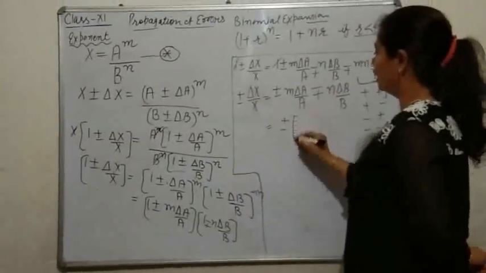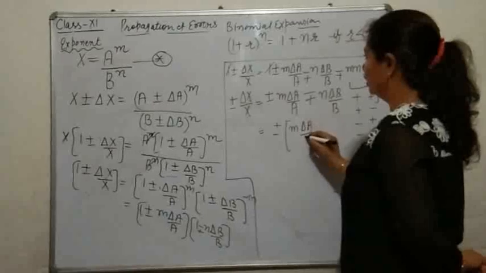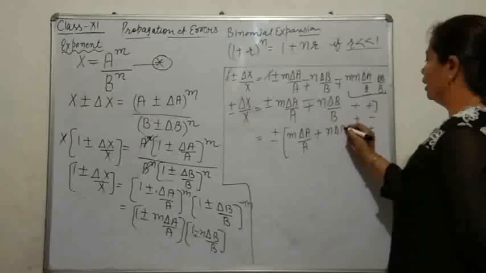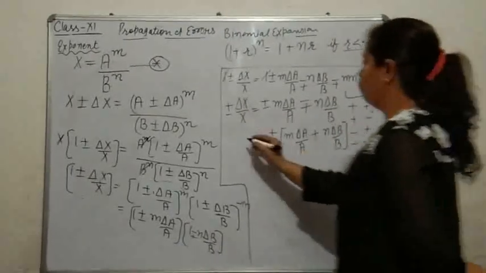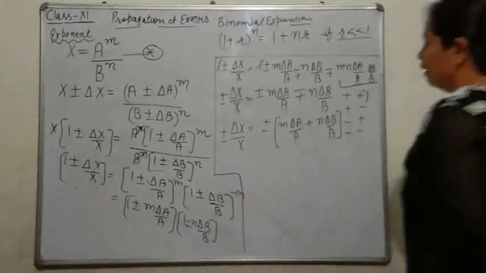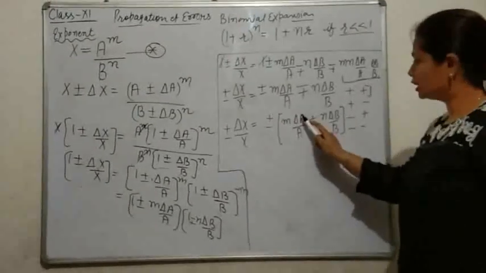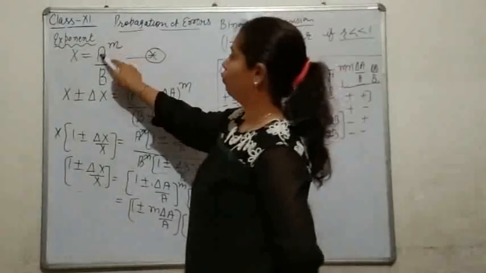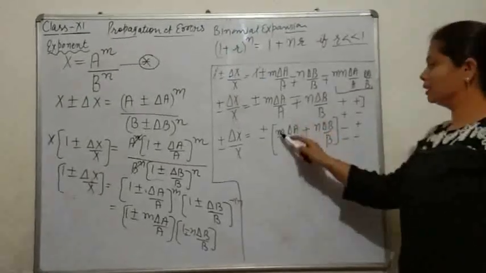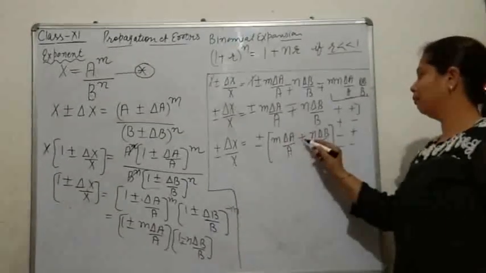Considering positive both, taking plus minus common, m into delta a by a plus n into delta b by b. What is it? Delta x upon x plus minus. What you have got here is that the fractional error in x is equal to m times the fractional error of a, where m was the power of a. It means the power of a particular variable comes as a coefficient. Okay, so delta x by x is equal to m into delta a by a plus n into delta b by b.